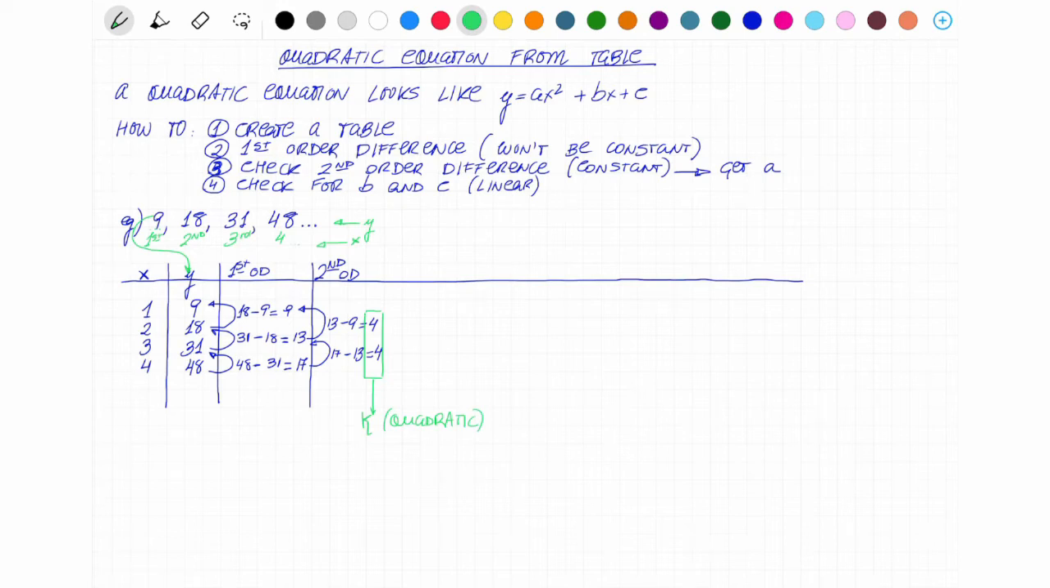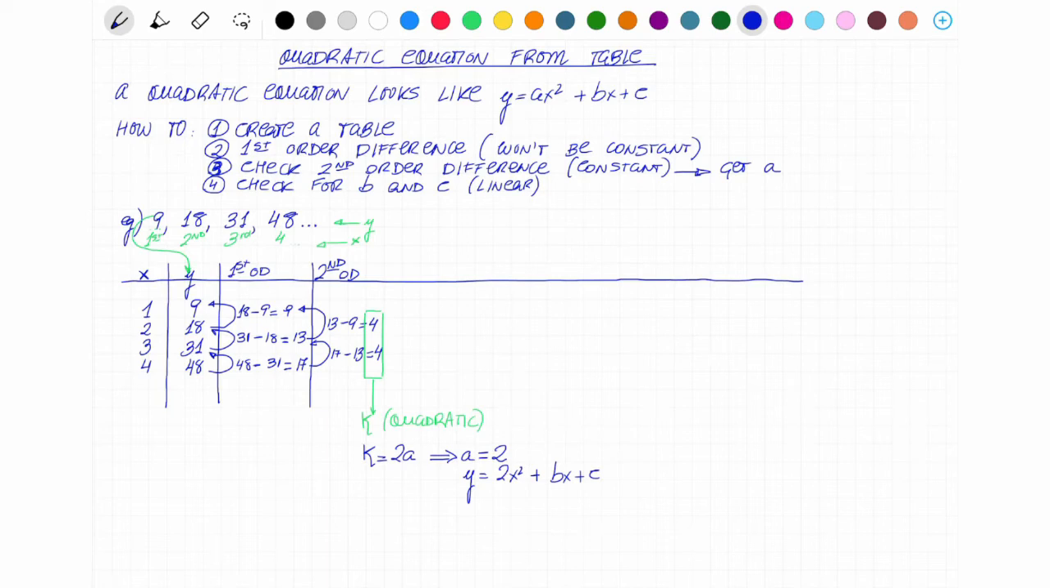So the important thing now is that this constant that you got is twice your vertical scale, 2a, which means that in our case a equals 2, and you know that your equation is going to be 2x squared plus bx plus c. And now you're going to have to find these two.